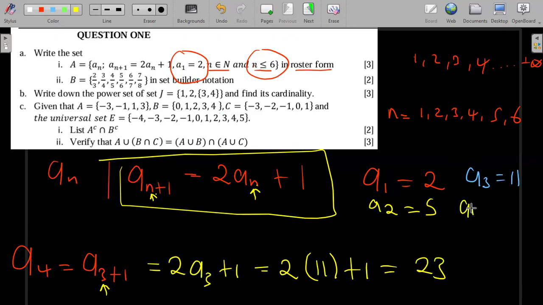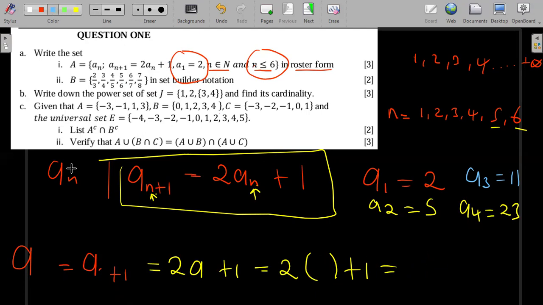So I'm going to say A4 is equal to 23. So we're just remaining with A5 and A6. Okay, so for those, we can also do this. I'll just erase this, and erase that, and also erase whatever I have here.